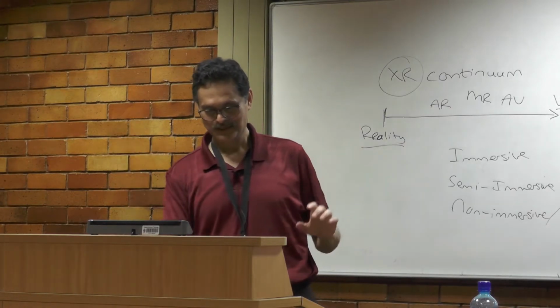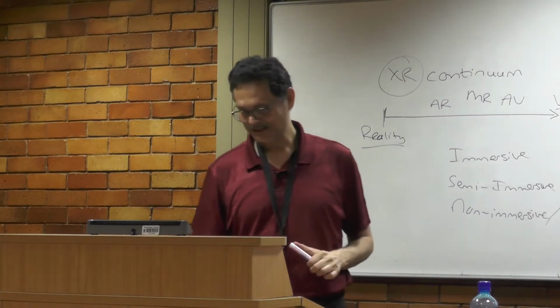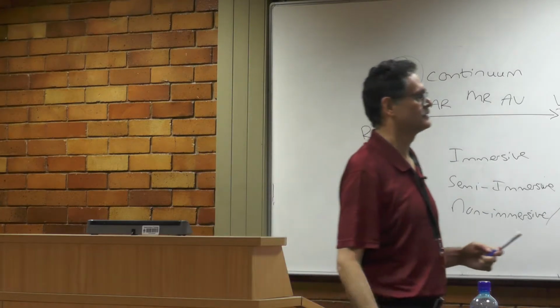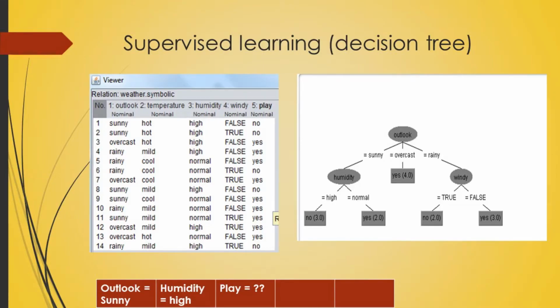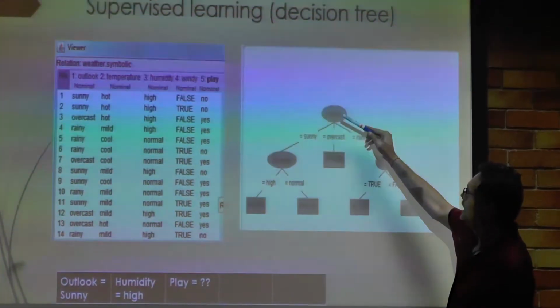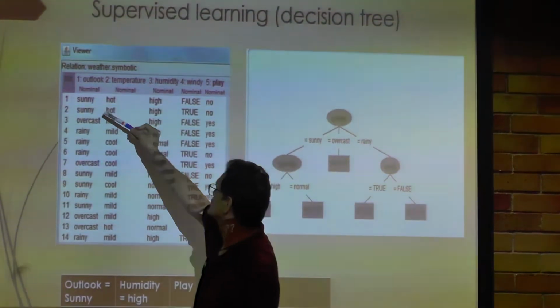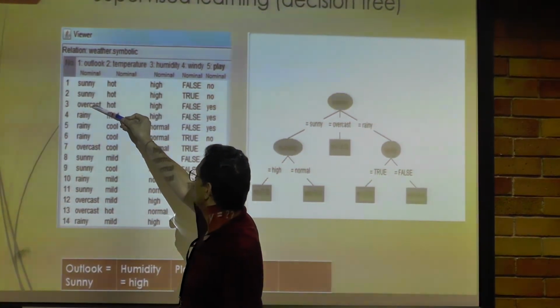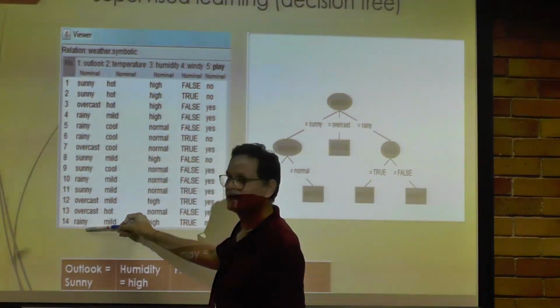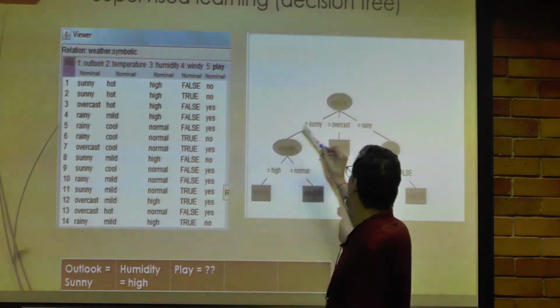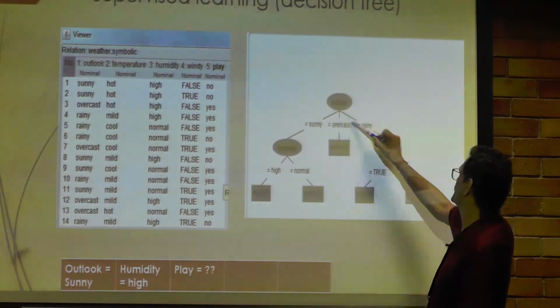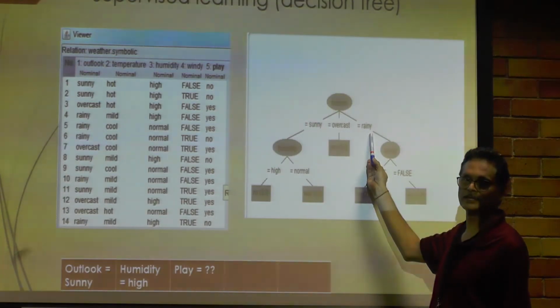But anyway, if you really look at that, I've taken outlook here. I'm looking at outlook. What is outlook? It has only 3 values: sunny, overcast, and rainy, right? That's the only 3. From here, I'm trying to branch off to different possibilities.